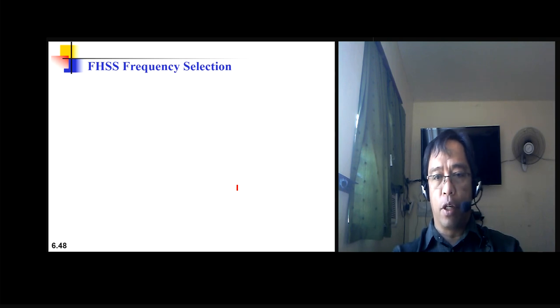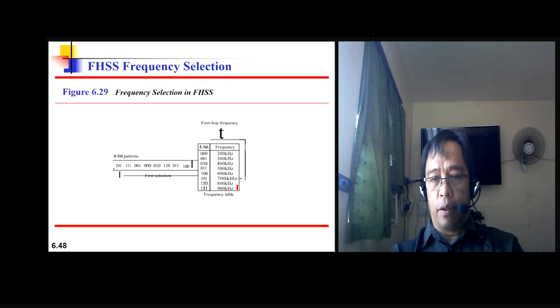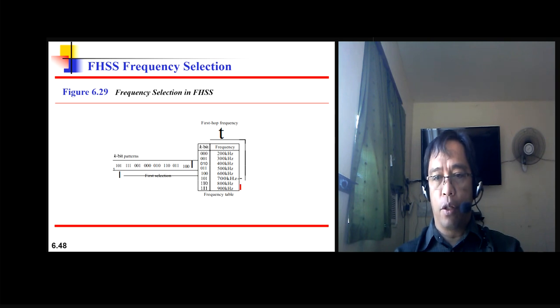FHSS frequency selection. For illustration purposes, there are 8 hopping frequencies. The pattern for this station is 101, 111, 001, 000, 010, 110, 011, 100. Note that the pattern is pseudorandom, and it is repeated after 8 hoppings. This means that in hopping period 1, the pattern is 101.